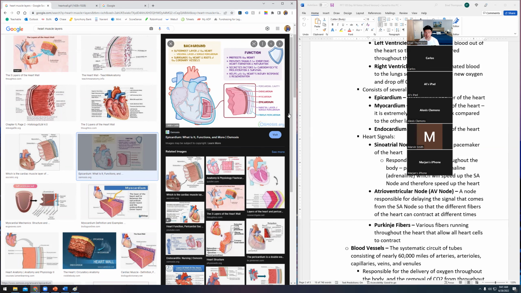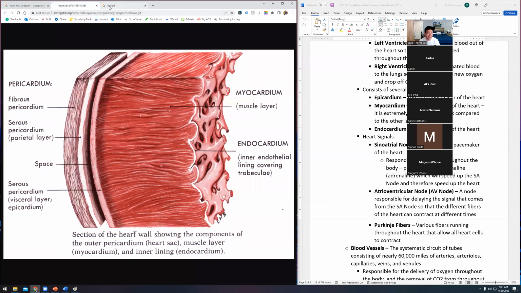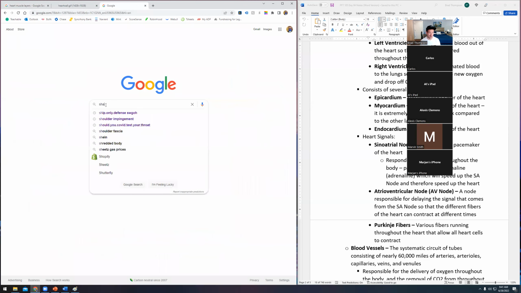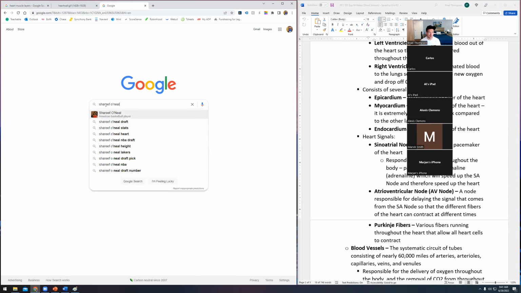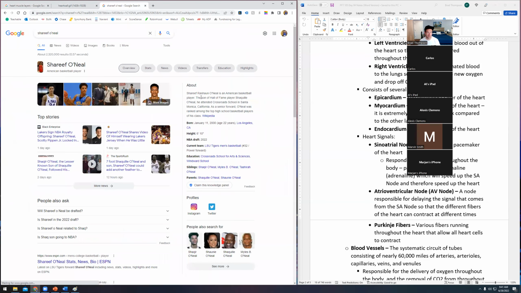So the NBA, that's what happened to Shareef O'Neal. Is that who it is? Who is it? Yeah, it was Shareef O'Neal. That's what happened to his son. He got hit really hard in the chest in a game at LSU, and he had that. Oh yeah. Oh, that's crazy. That's Shaq's kid. I didn't know he had that.